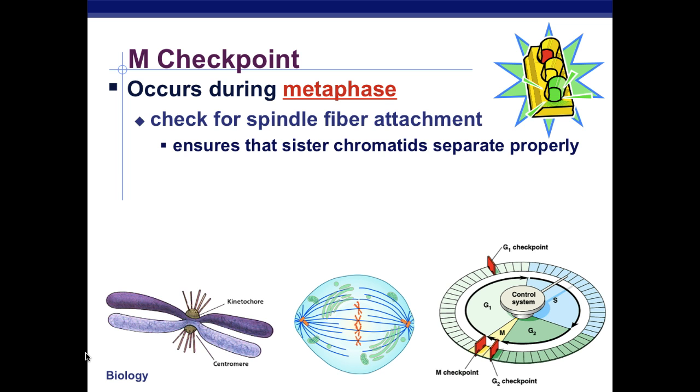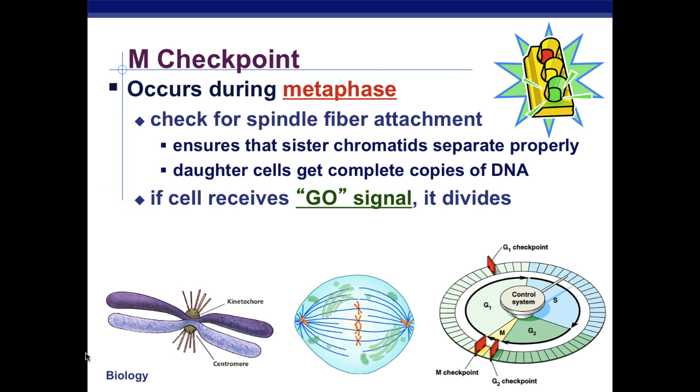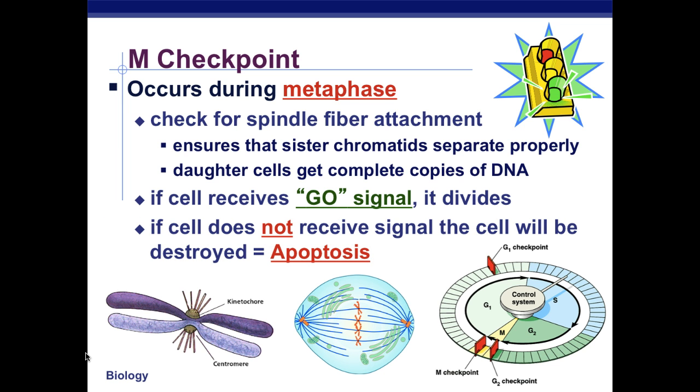We're making sure that the sister chromatids can separate properly so that the daughter cells can get a complete copy of the DNA. If the cell receives the go signal, it divides. If the cell does not receive the signal, it will undergo the same fate, programmed cell death, which is apoptosis again.